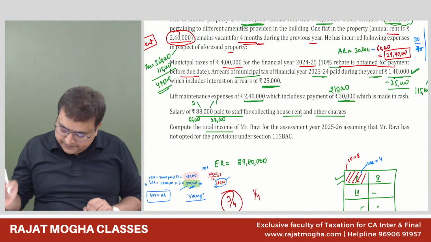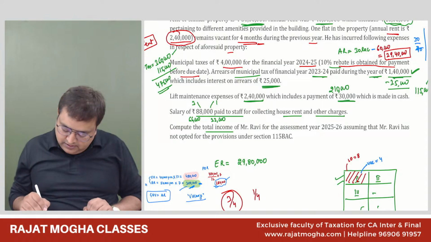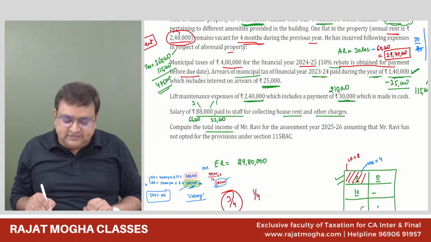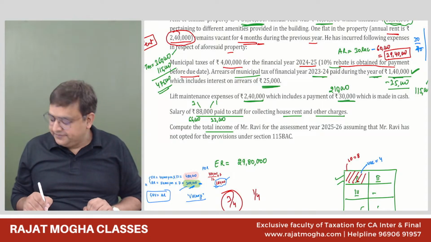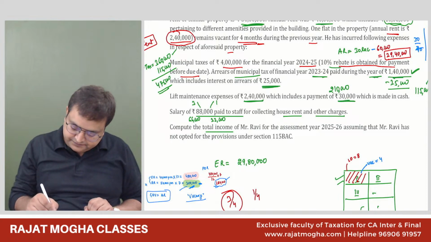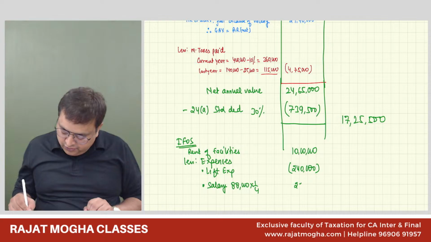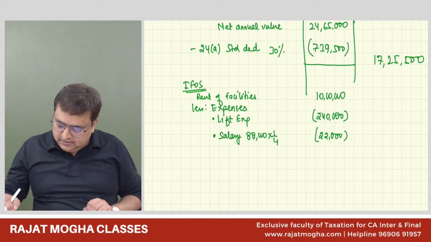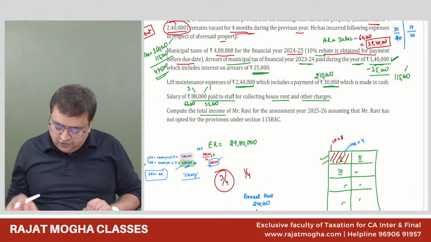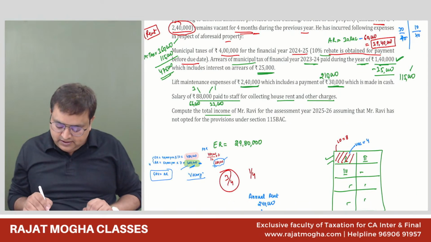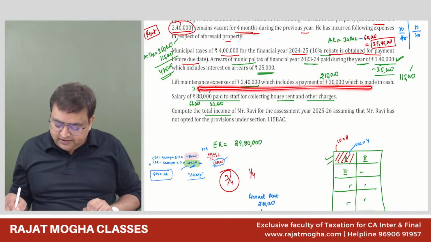Second, 88,000 was the salary, but only 1/4 we will deduct. Salary 88,000, 1/4, 22,000. Any other expenses, guys? Any other expenses or losses? Okay. So lift maintenance expenses were there.